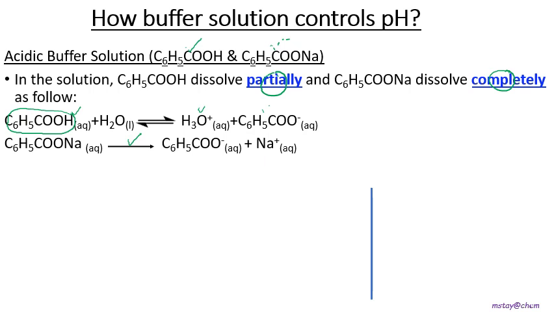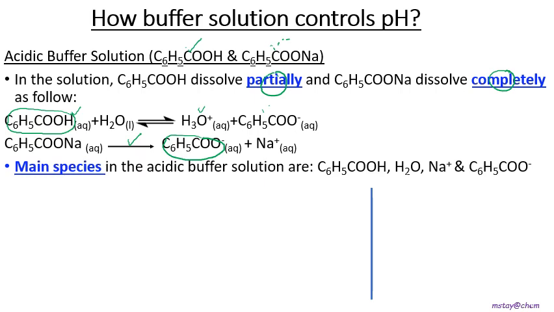While for sodium benzoate, the benzoate ion will be a main species because it dissociates completely, and Na+ also. So these are the main species in the acidic buffer solution. However, only these two that we emphasize here, benzoic acid and benzoate ion, are the main species that will affect the pH value of the buffer solution based on the Henderson-Hasselbalch equation.